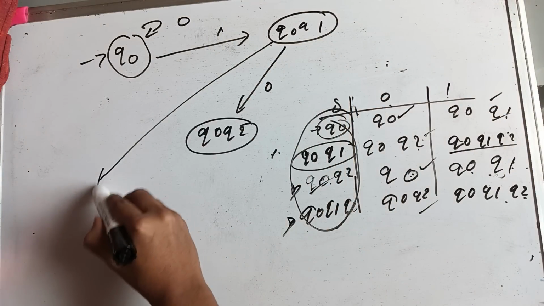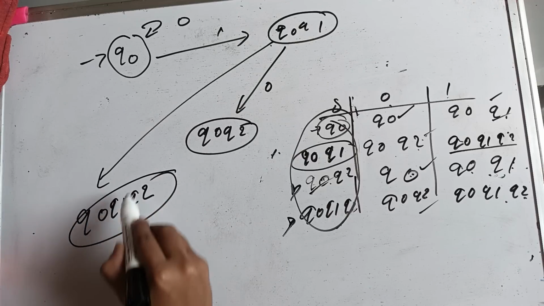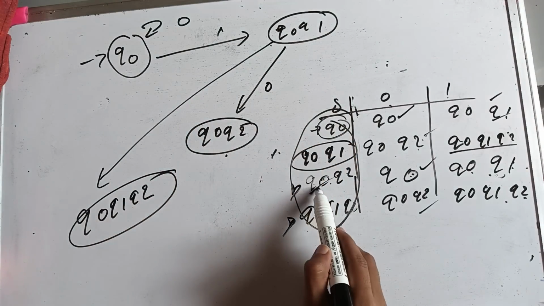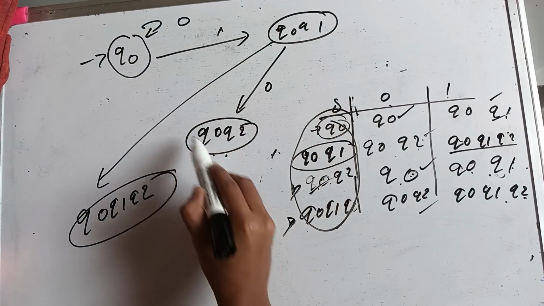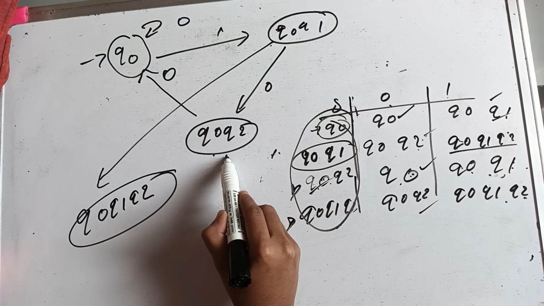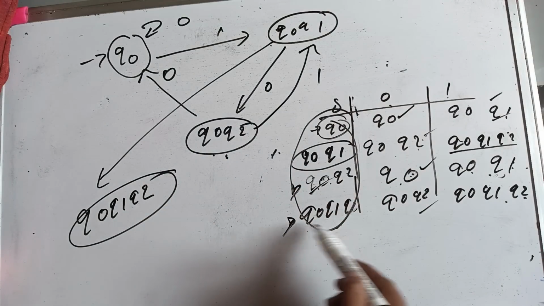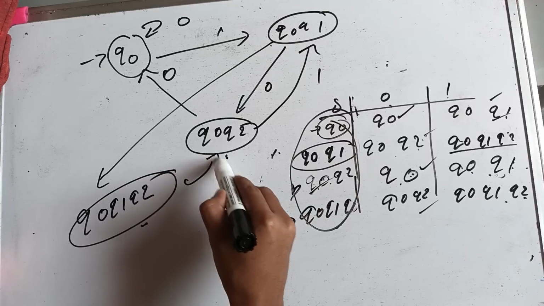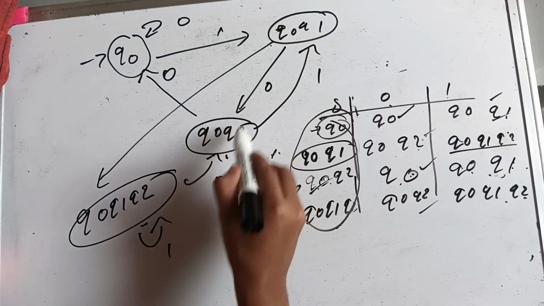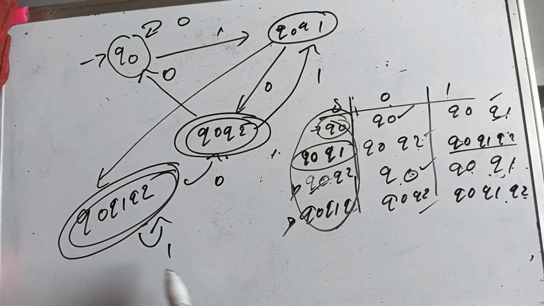So yeah, Q0, Q1, Q2. Next come here, Q0, Q2. On 0 it goes to Q0, and on 1 it goes to Q0, Q1. Next Q0, Q1, Q2. On 0 it goes to Q0, Q2, and on 1 it goes to a self loop. Next, the final states are Q0, Q2 and Q0, Q1, Q2, okay.